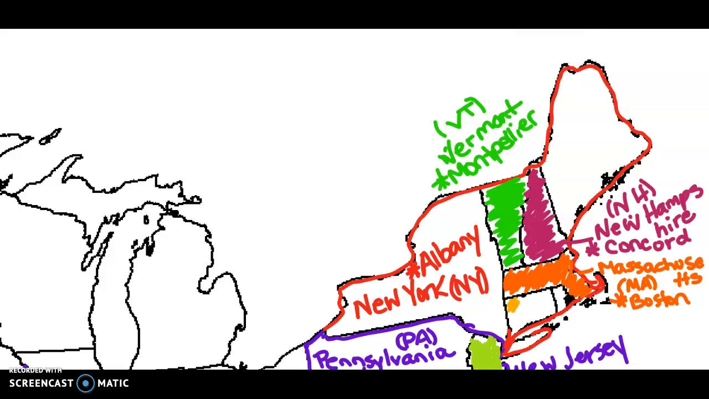Our next state is here, colored in so we can see it a little better. This is Connecticut, which is CT as the abbreviation.